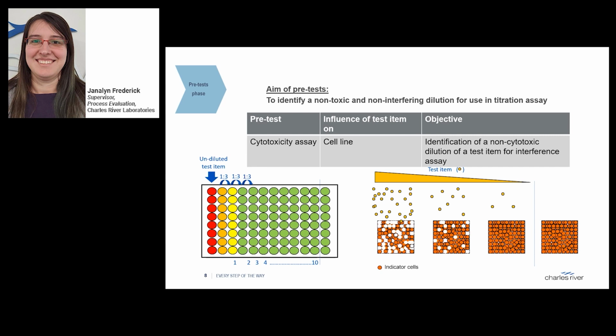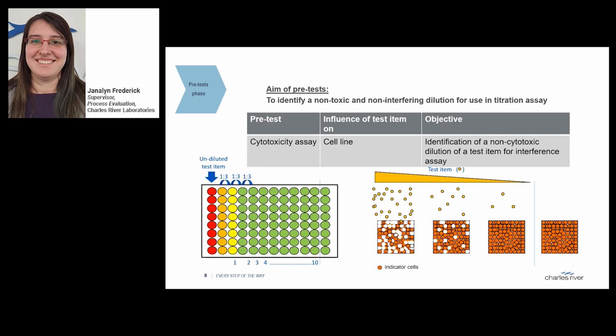Cytotoxicity allows us to see the influence of the client-provided test sample on the cell line used for the assay. The goal is to find the non-cytotoxic dilution. We introduce the test sample neat and on a 96-well plate continue 1 to 3 dilutions across the plate to see if there is an impact to cell viability and phenotype.